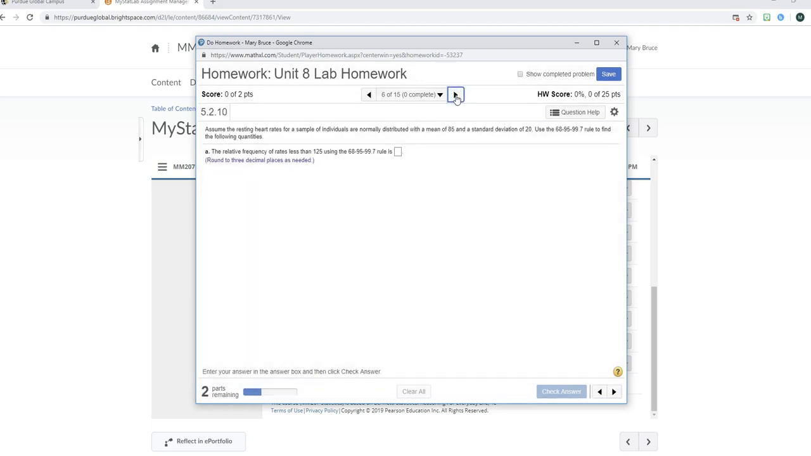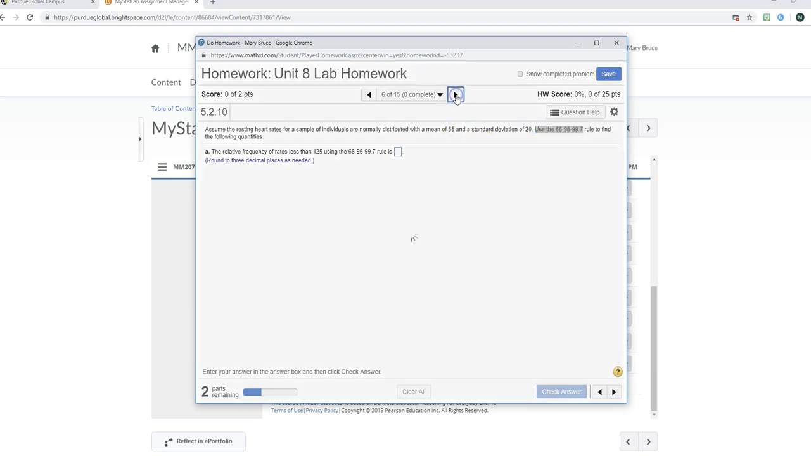And you'll start to see problems that, like this one, say use the 68, 95, 99.7 rule. Well, make sure you watch the video on how to use the empirical rule. The empirical rule means the same thing as 68, 95, 99.7 rule. Sometimes people call it empirical rule. Some people call it 68, 95, 99.7 rule. So make sure you watch the video on that because this video is not going to help you with the problems that ask you to use that rule.